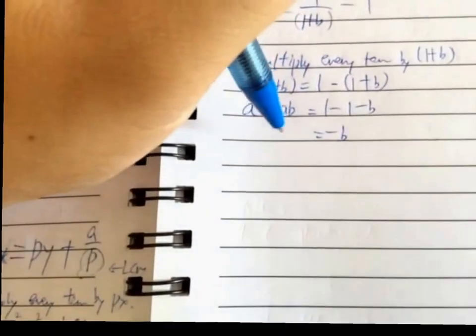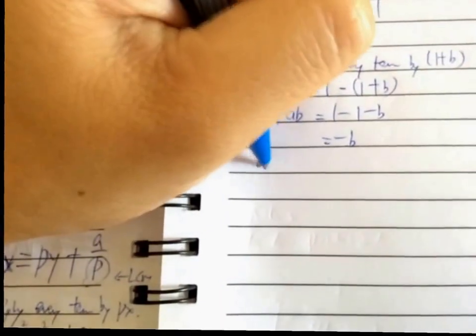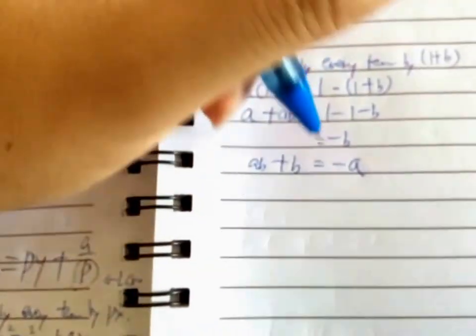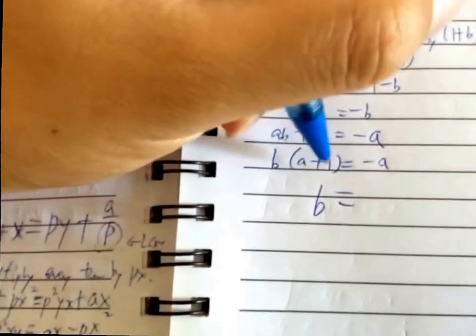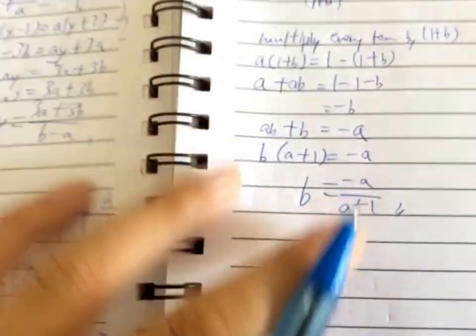Express b in terms of a. So I have to move these two terms to the left hand side. This term without b, right hand side. And I have to factorize the b out. And finally I move a plus 1 to the denominator. It will be like this.